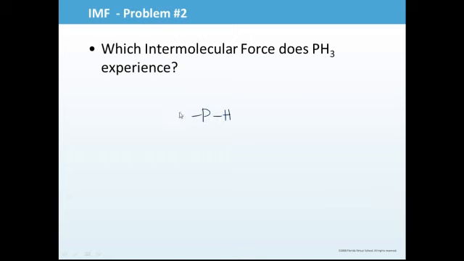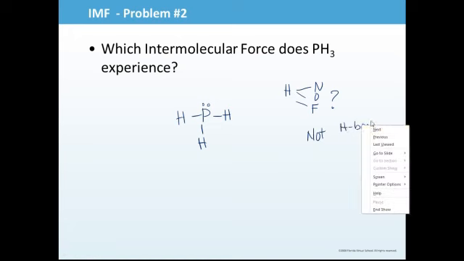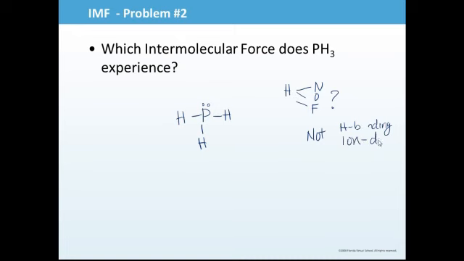PH3, we already drew the Lewis dot structure to this twice, so I'm going to go ahead and draw it here. We want to see which intermolecular force PH3 experiences. So we have to look and see, does hydrogen form a bond to either nitrogen, oxygen, or fluorine? We don't even have any of those, so it is definitely not hydrogen bonding. So we know that for sure. Ion dipole. Is this an ionic bond in a solution? Absolutely not. So it is not ion dipole.